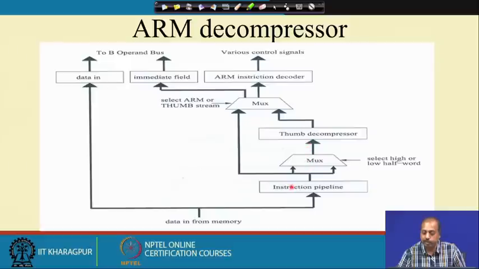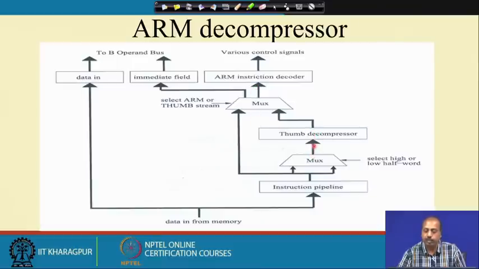For thumb instructions, this consists of two instructions now. One instruction is the higher order 16 bits and the other is the lower order 16 bits. Through this multiplexer, it will select the instruction, and that will go to the thumb decompressor. If it is a simple ARM mode, then this part does not have any meaning. The 32 bit instruction comes to this multiplexer and then goes to the ARM instruction decoder, or it comes from the thumb decompressor.